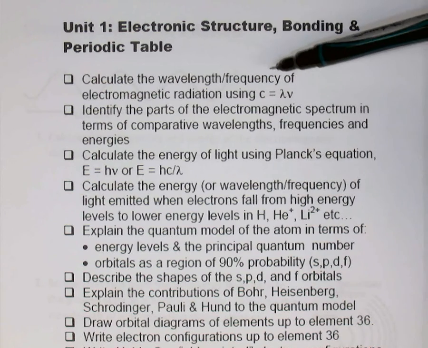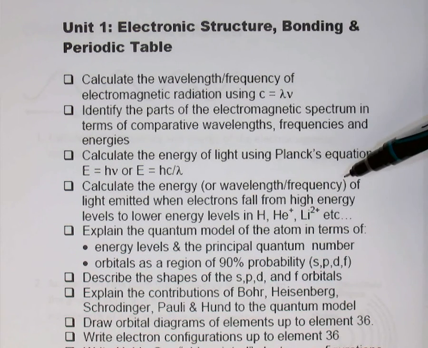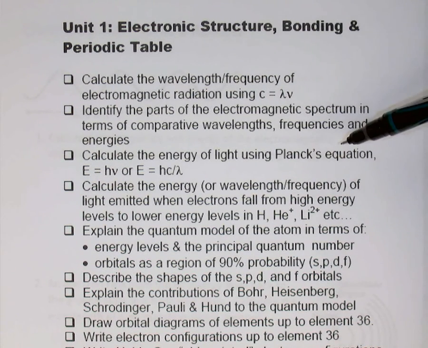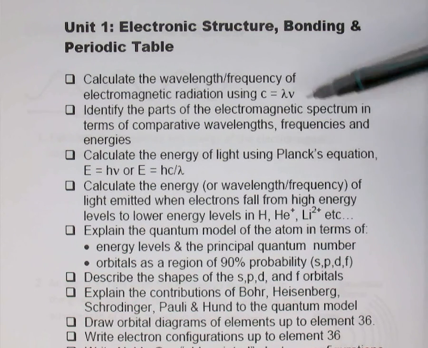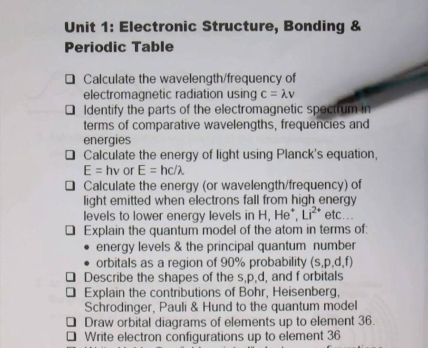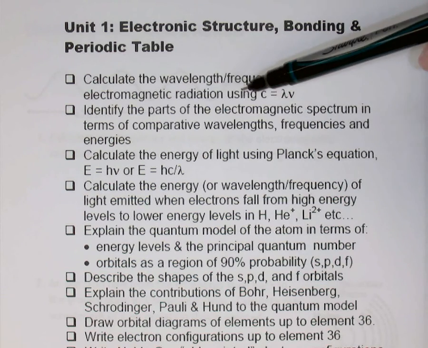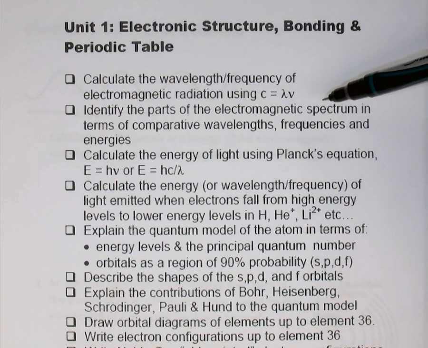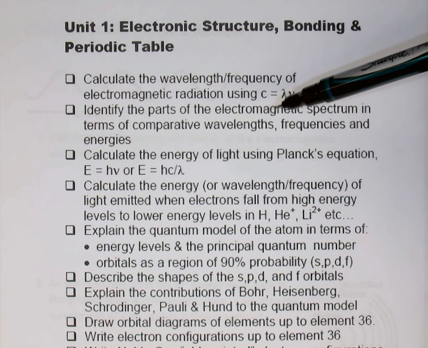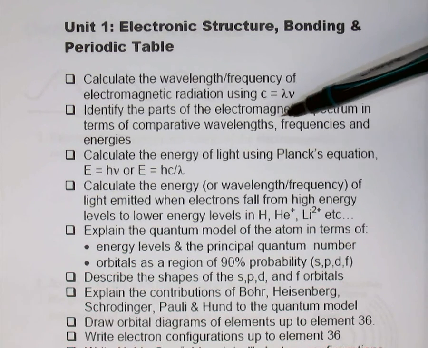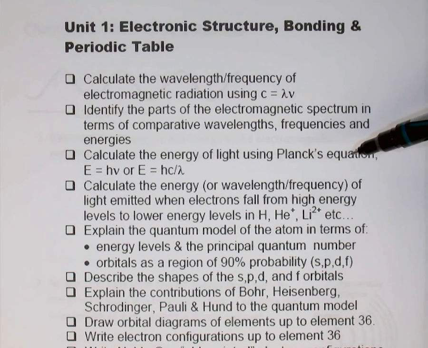So we began with looking at things like wavelength and frequencies of light, and there were calculations involved with that using the formula c equals lambda nu. Wavelength times frequency is the speed of light. We then knew the different regions of the electromagnetic spectrum, from gamma radiation all the way down to radio waves, and we were able to rank things like wavelengths and frequencies and energies for the different regions of the EM spectrum.